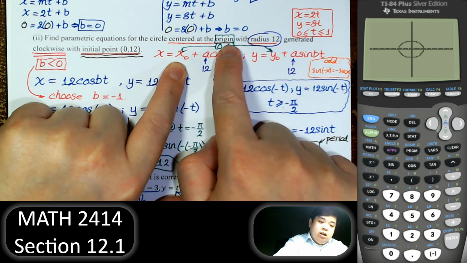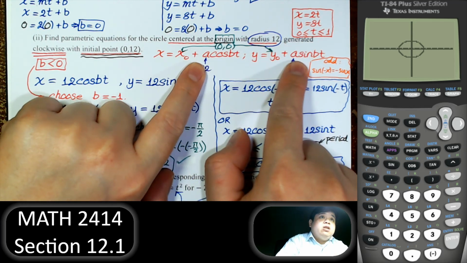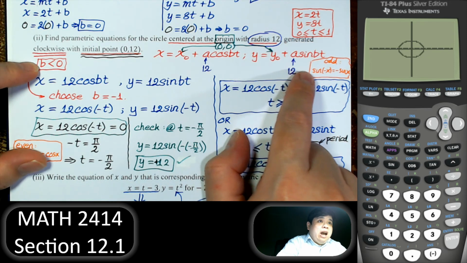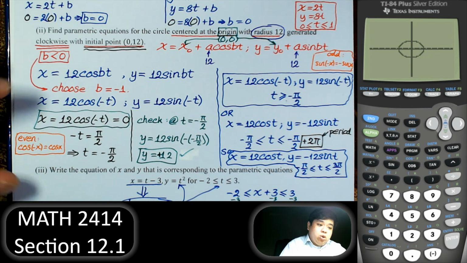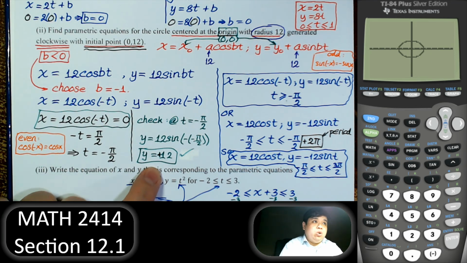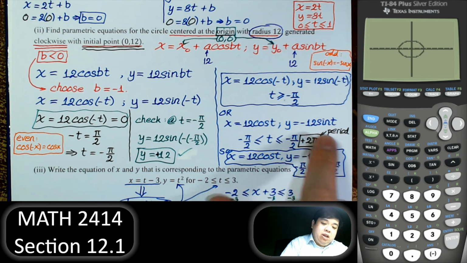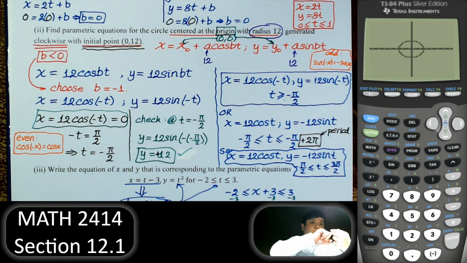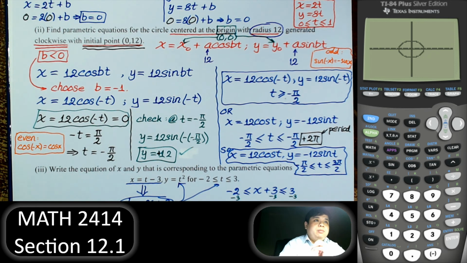Initial point x naught and y naught give us the center, a gives us the radius, b gives us how fast it goes, and clockwise or counterclockwise. So make sure that if we know the initial point, we check to make sure that the initial point actually works. And also how fast it goes around the circle will be given by the period. The period for the problem is 2 pi, which means within one period it will travel one complete revolution. So we just add 2 pi to it, and we'll get one complete revolution.